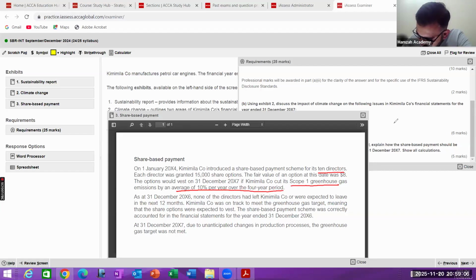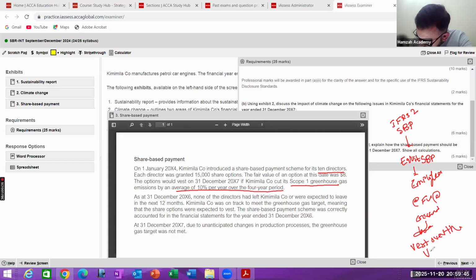So first of all, dear students, it is IFRS 2 share-based payment, and in share-based payment, it's equity-settled share-based payment, and it's with employees. And it is measured at the fair value of the instrument at grant date, and it will be recognized or it will vest over the vesting period.